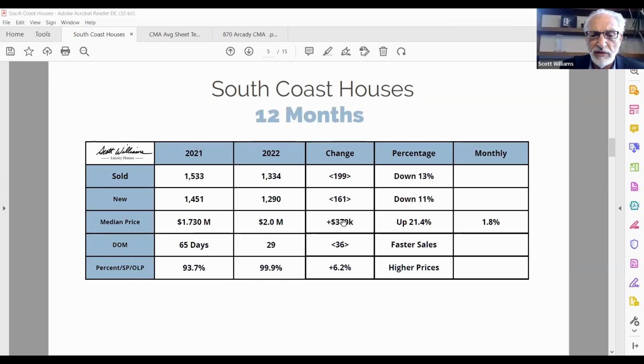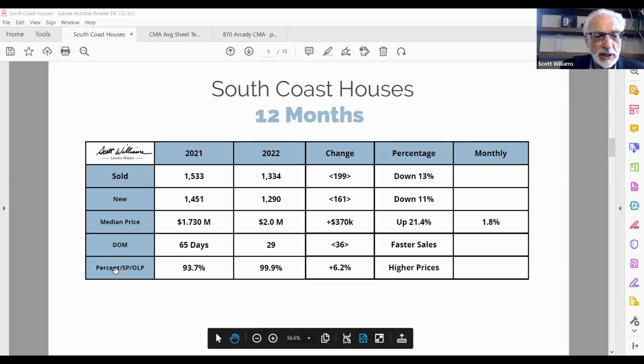In the last 12 months on the South Coast for houses, they have gone up $370,000. This is the median price, or 21.4%. Or what we're really wanting to find out is how much are they changing each month? 1.8% per month. DOM here is days on the market, and we can see that the sales are going faster.